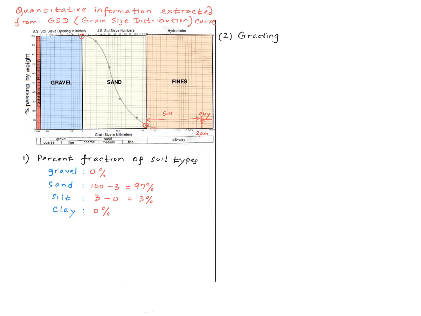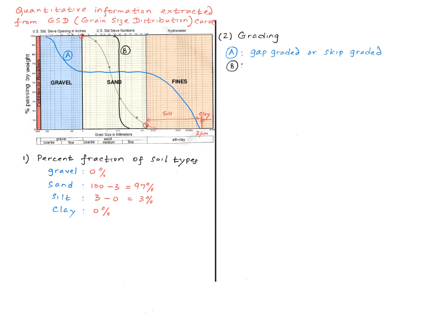Second, we extract some information about grading. First, a little bit of qualitative discussion. Supposing, say, we have a soil whose grain size distribution curve is given by curve A. So what do you see from this? The amount of sand in the soil is almost 0. In other words, the difference in percentages between this point and this point is almost 0. So there's plenty of gravel, there's plenty of fines, but there's no sand in the soil. Such a soil is called gap-graded or skip-graded soil.